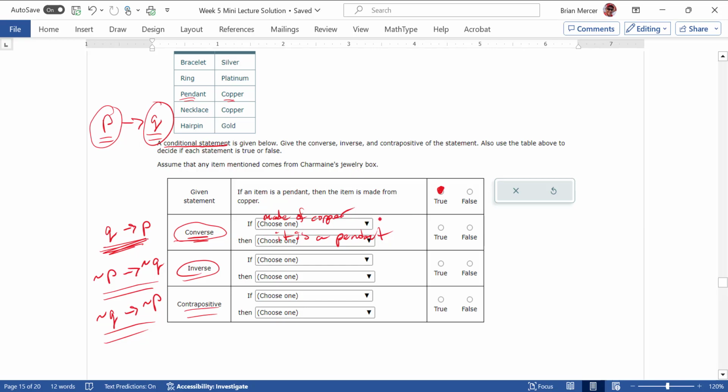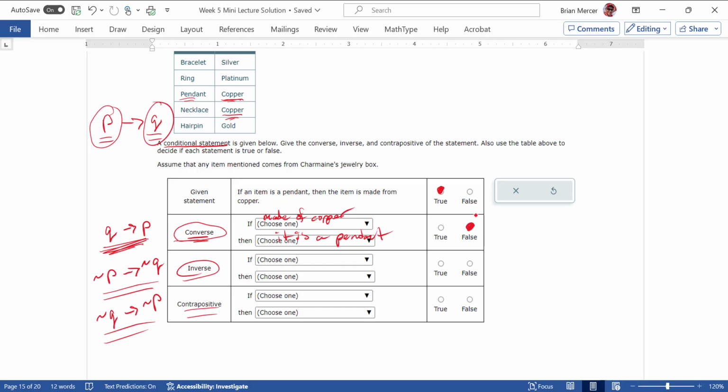And you can look at that and say, if it's made of copper, then it is a pendant. So now we're looking sort of backwards, starting with Q. Well, we've got two different things made of copper. So if it's made of copper, it could be a pendant or it could be a necklace. So that's definitely false based on this table.